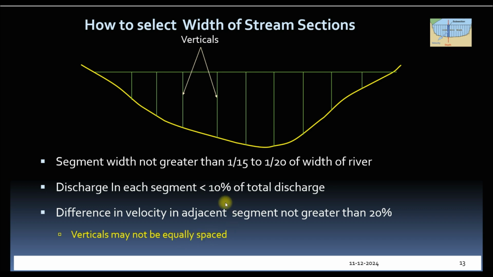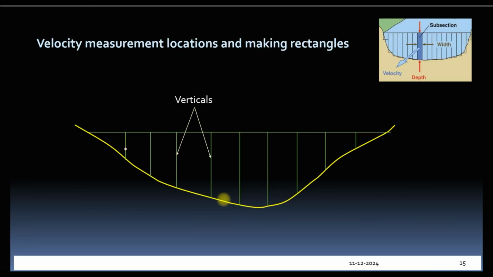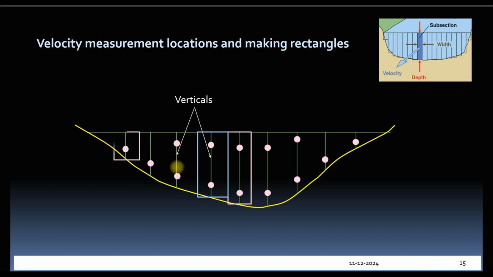On these verticals only, the current meter is placed at 0.6d, or 0.2d and 0.8d, depending upon the depth of the stream. This is shown by the pink circles. Let us make rectangles such that the verticals bisect the rectangles. If we add the area of all the rectangles, it should cover the entire cross-section. We'll see that the rectangles located in the middle, that is these two, are covering the area of the profile. However, the rectangles at the extreme ends, that is these two, leave some area on the profile.